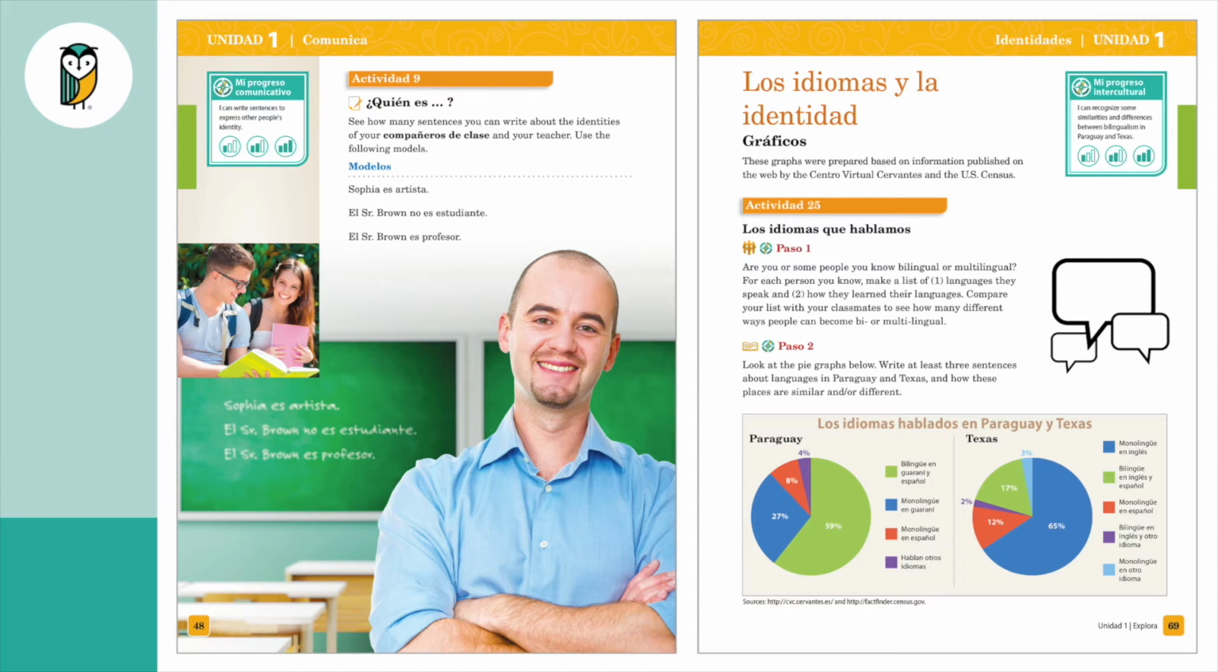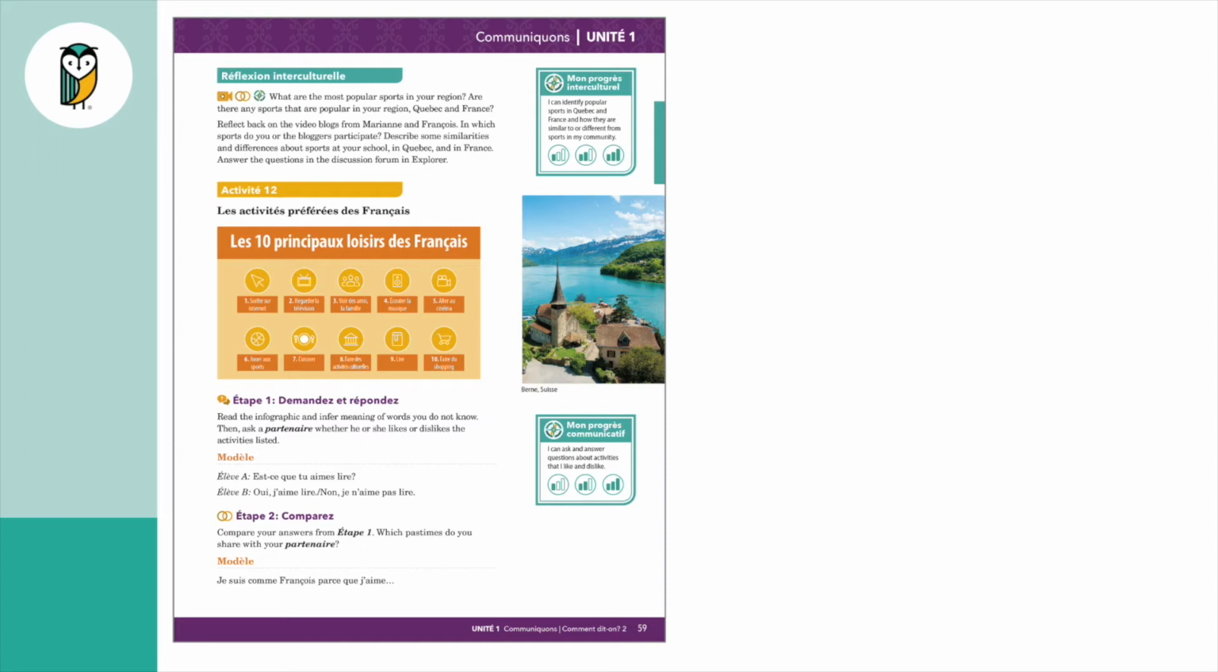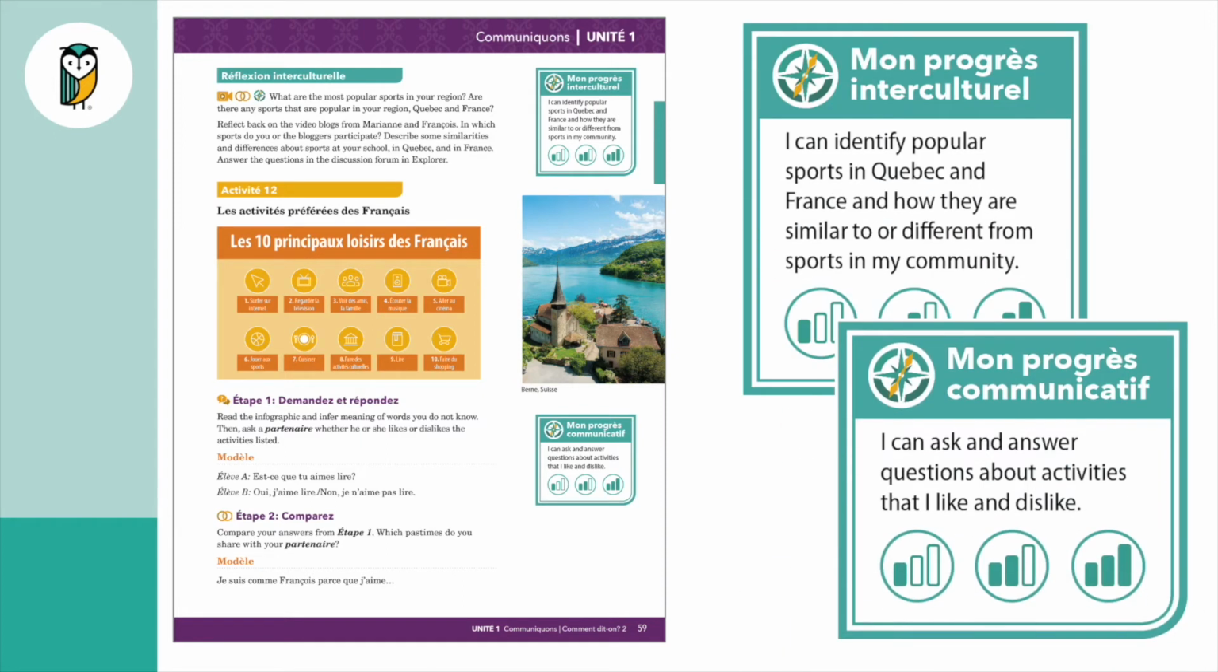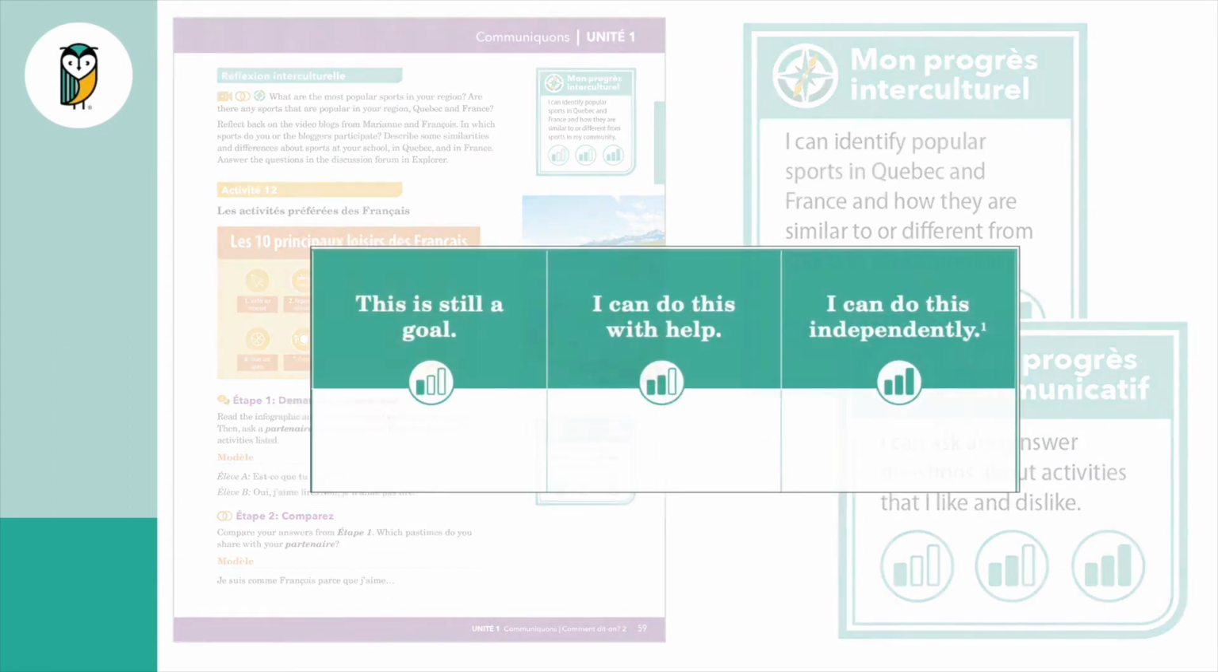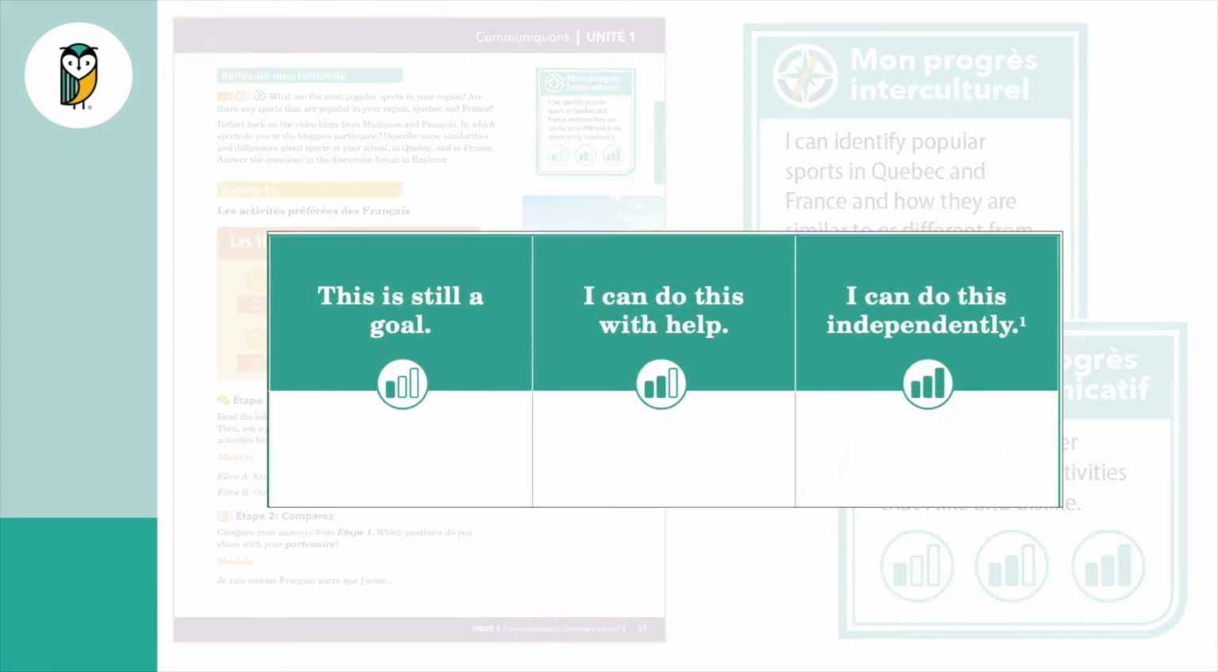In our Spanish series of texts, these can-do statements are called Mi Progreso. In our French series, can-do statements are called Mon Progrès. And again, we have intercultural and communicative targets. In each can-do box, learners self-assess their progress by choosing one of the following indicators.